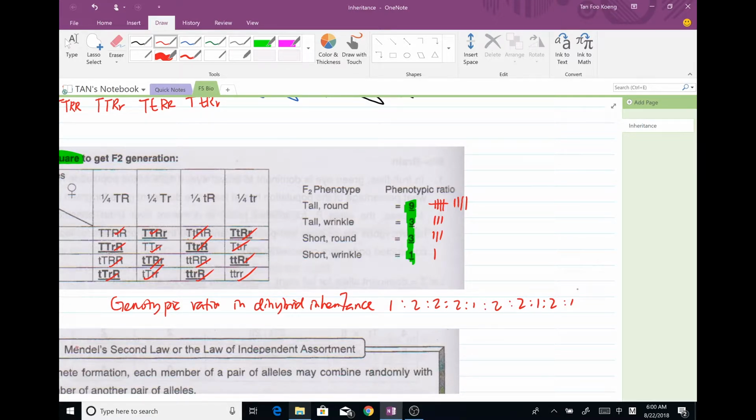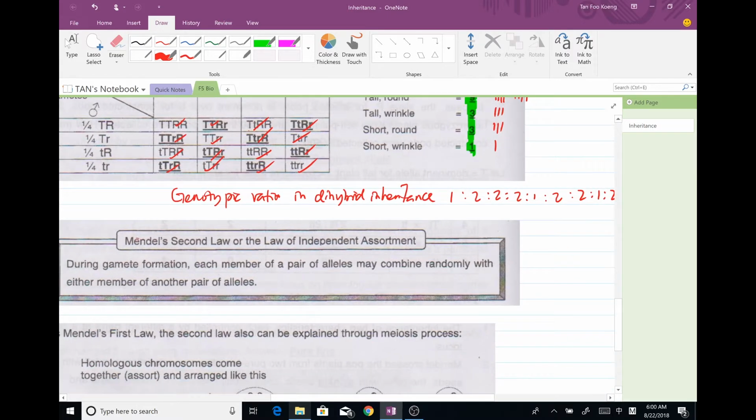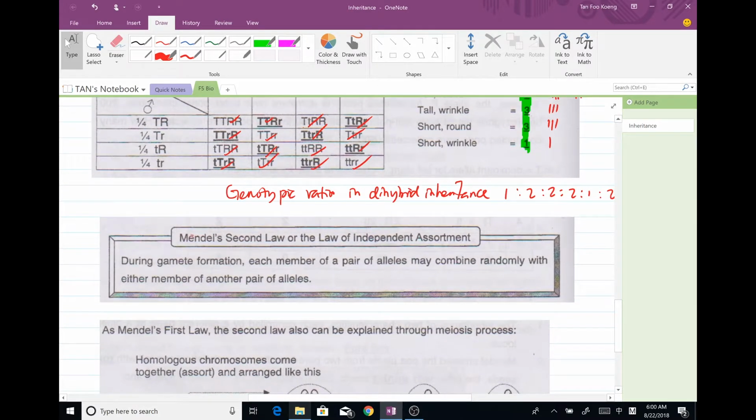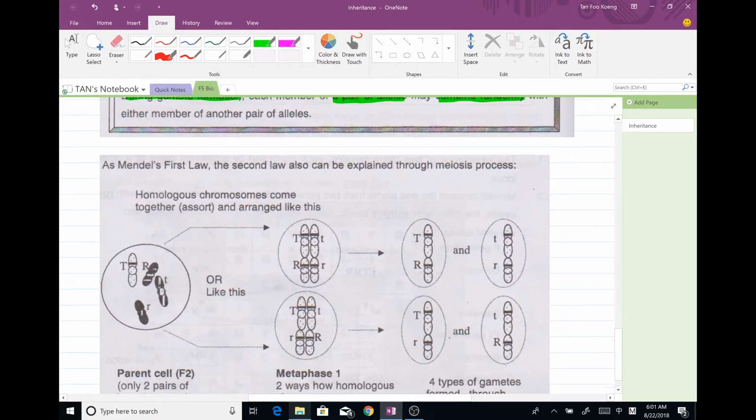So from the dihybrid inheritance, he proposed the second law, which is the law of independent assortment. Assortment means combination, so they can combine randomly. Let's look into this second law. During gamete formation, each member of the first pair of alleles may combine randomly with either member of another pair of alleles. It can be shown using this diagram.